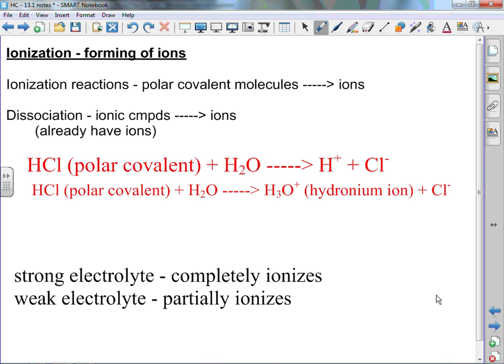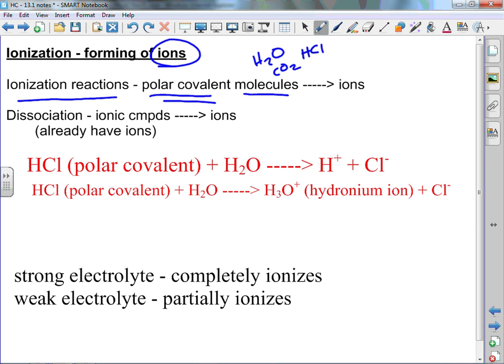So ionization, we are forming ions. Okay? That's the key point. Now, when does ionization occur? Ionization occurs when we have polar covalent molecules: water, carbon dioxide, technically HCl, things like that. It's when those polar covalent compounds actually form ions.